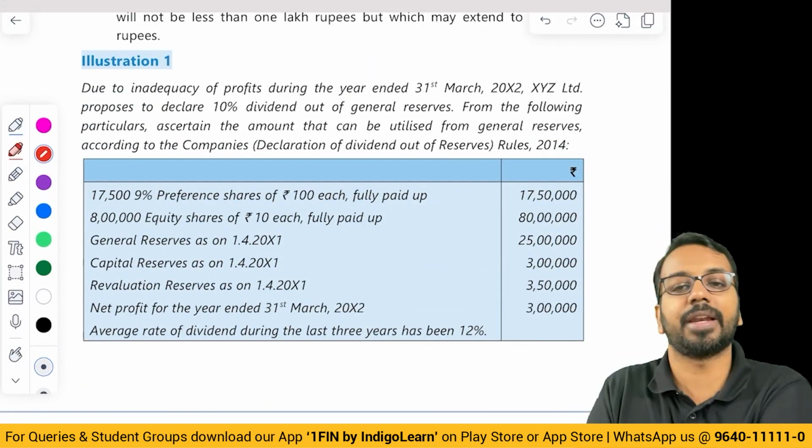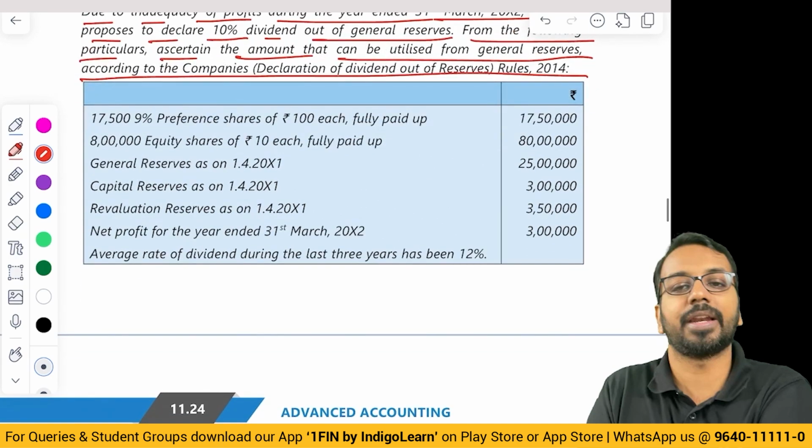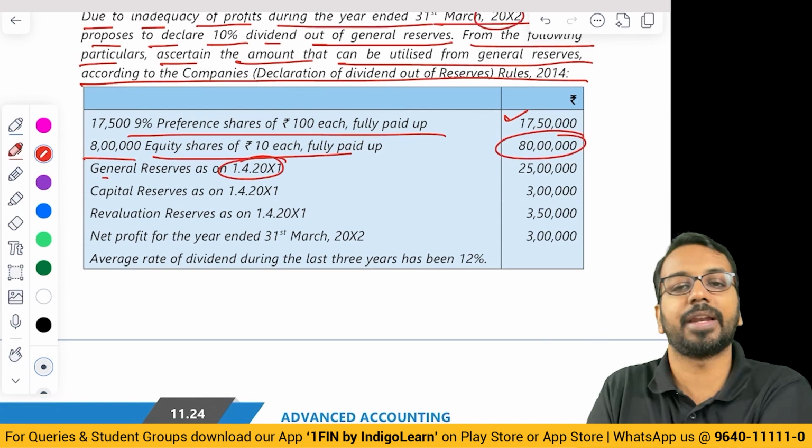Now, let us look at this question. Due to inadequacy of profits during the year ended 31st March, XYZ Limited proposes to declare 10% dividend out of general reserves. From the following particulars, ascertain the amount that can be utilized from general reserves according to the rules. They have given 17,50,000 preference shares, 80 lakhs equity shares, general reserve opening balance, capital reserve opening balance, revaluation reserve opening balance. Out of this only general reserve is free. These two are not free.